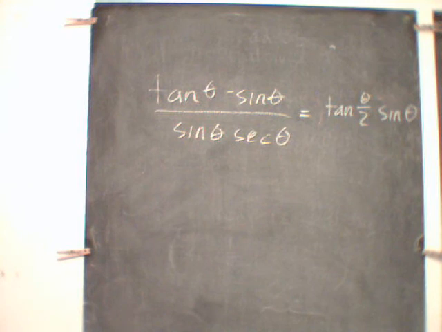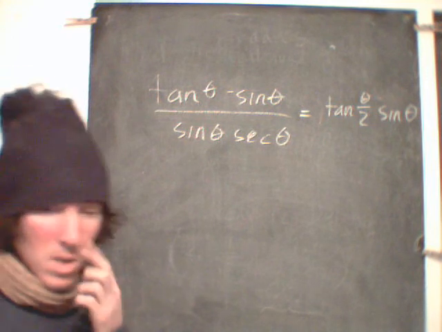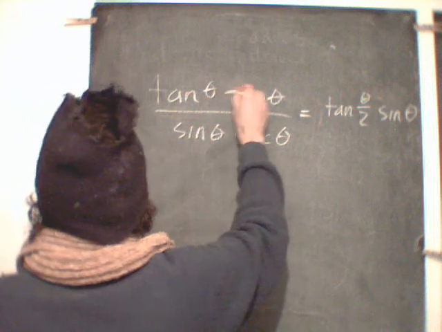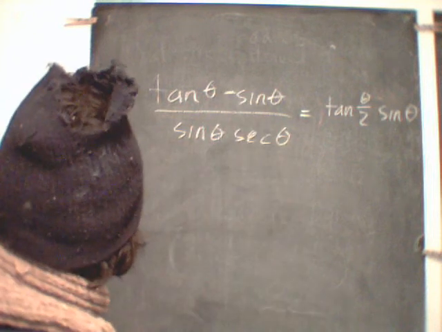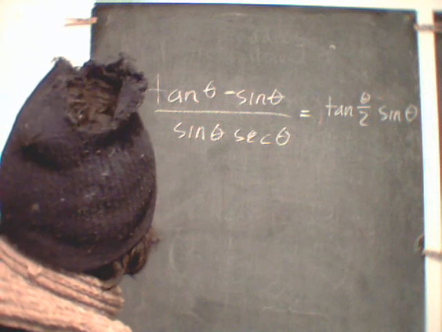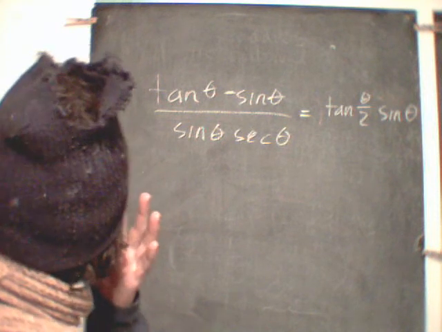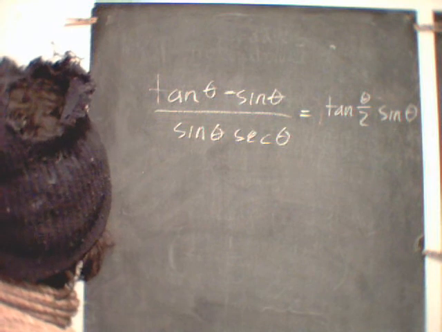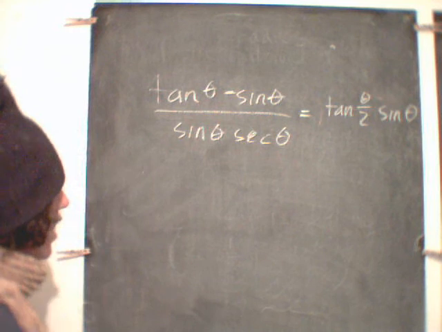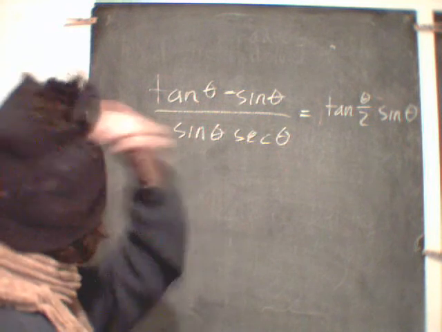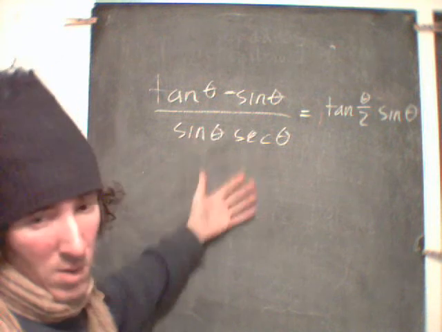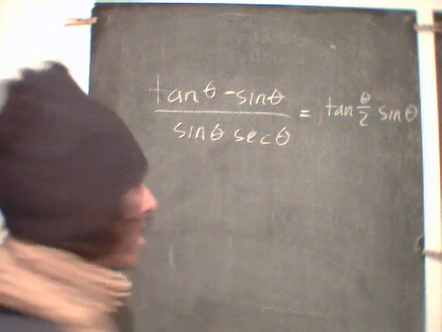It's not something that you would just know. You wouldn't just know that, but the way I see it, you just work with what you're given, and you can multiply by things, divide by things. But for me, I think what I'm going to do is convert everything on the left hand side to sine and cosine.